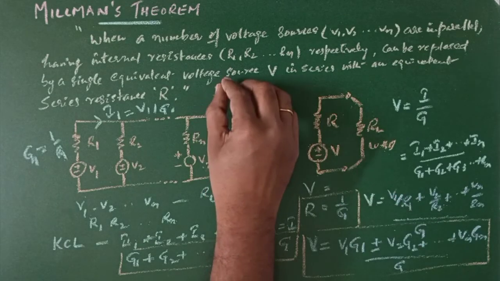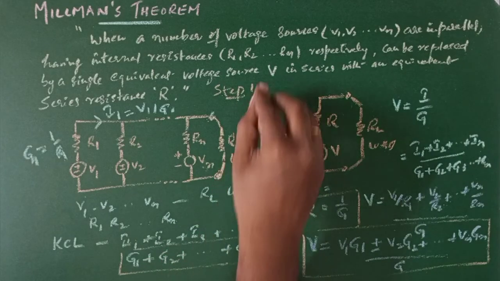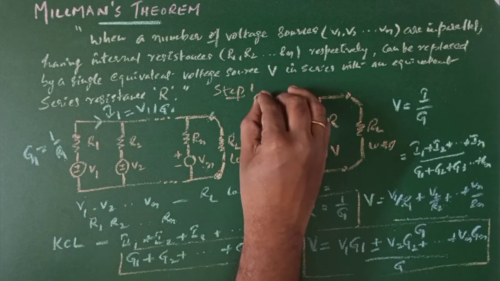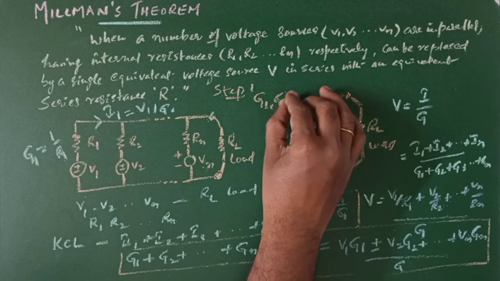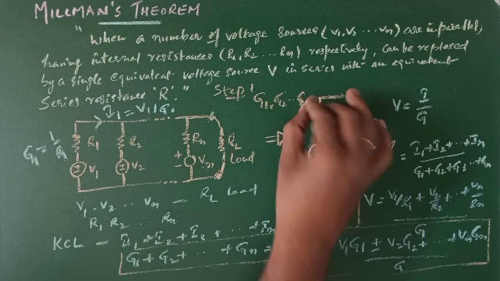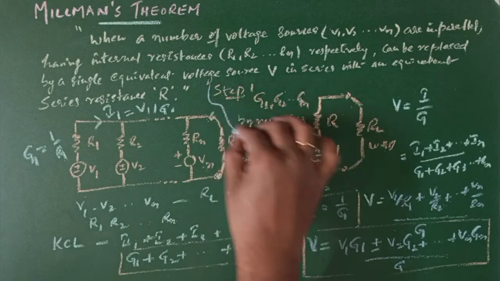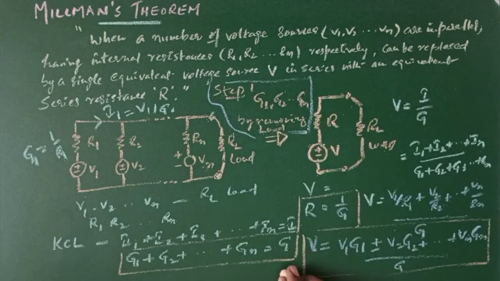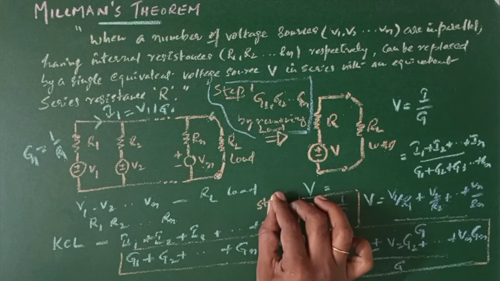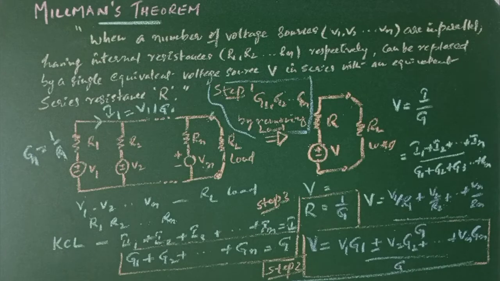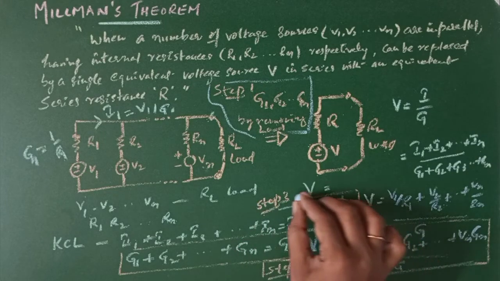Step 1. We need to find out the individual conductances, that is G1, G2 and so on up to Gn, by removing the load. This is step 2, finding Millman's voltage by using this formula. Step 3, finding Millman's resistance. This R equals 1 by G.